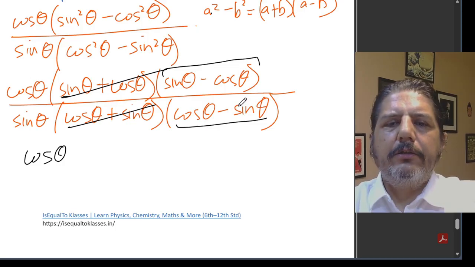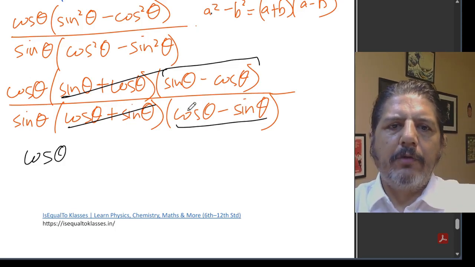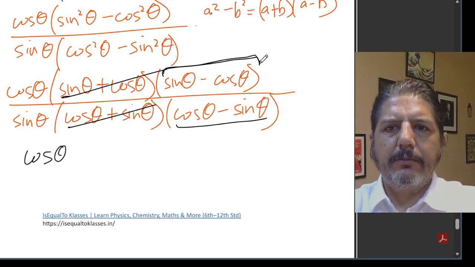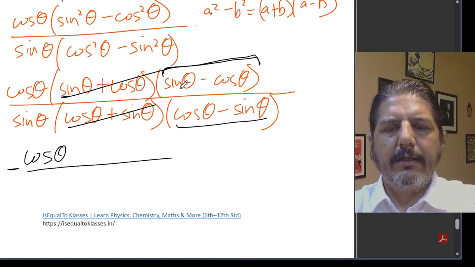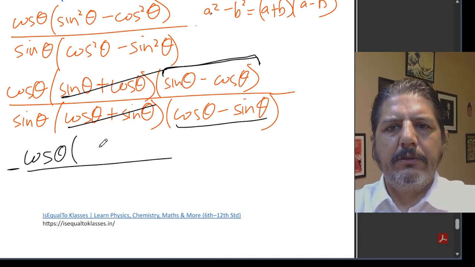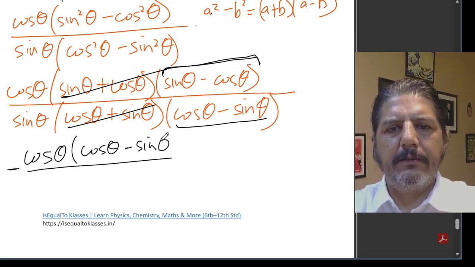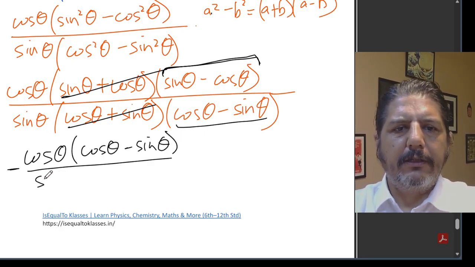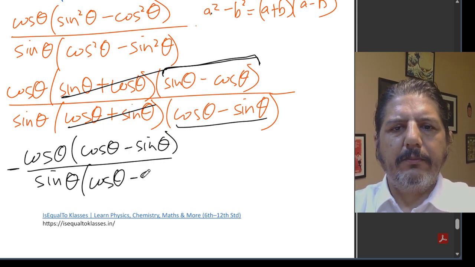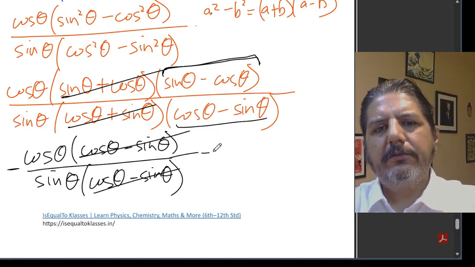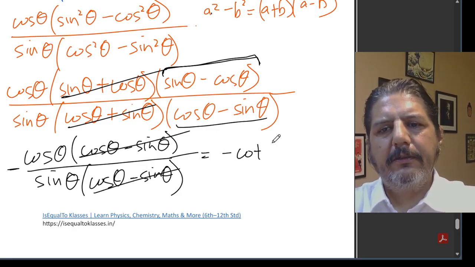So what I can do is take a negative out from the first term. I'll take the negative out and write this term as cosθ minus sin⁴, sin theta as it is, cos theta minus sin. Why do I do that? Again, I see that cos theta minus sin theta cancels to minus cot theta.